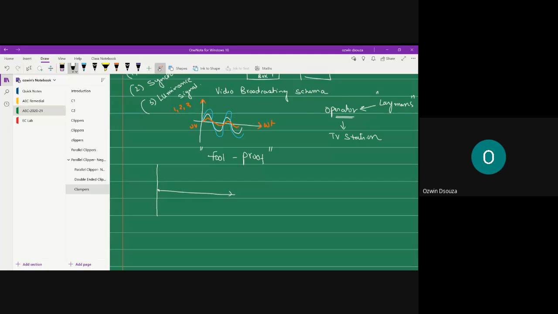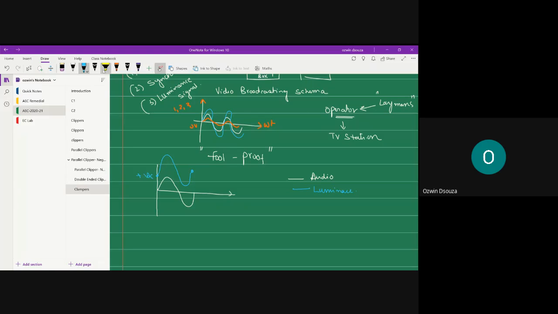let's say the audio signal is broadcasted at 0 volt level, and let's say the luminance is broadcasted at, let's say, a plus VDC level. This is your luminance.